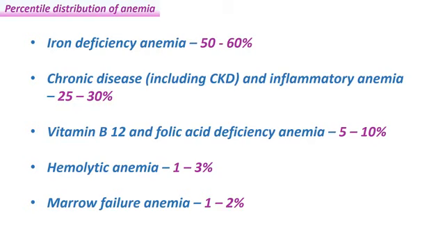Distribution of anemia. Iron deficiency anemia is the commonest, 50 to 60% of the total. Next common is anemia of chronic disease including CKD and inflammatory anemia, 25 to 30%; vitamin B12 and folic acid deficiency anemia, 5 to 10%; hemolytic anemia, 1 to 3%; marrow failure anemia, 1 to 2%.